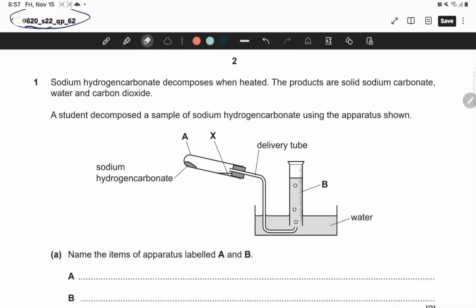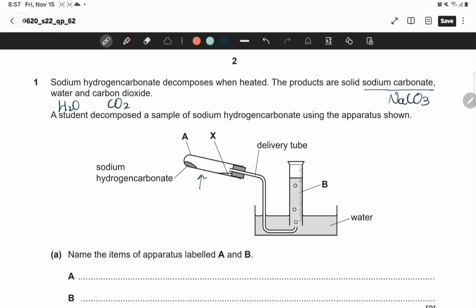This is the paper that I opened, and for this paper we need questions 1 to 4. Okay, so sodium hydrogen carbonate decomposes when heated. The products are solid sodium carbonate, Na2CO3, water, H2O, and carbon dioxide. A student decomposes a sample of sodium hydrogen carbonate using the apparatus shown. So let's try to label the apparatus.